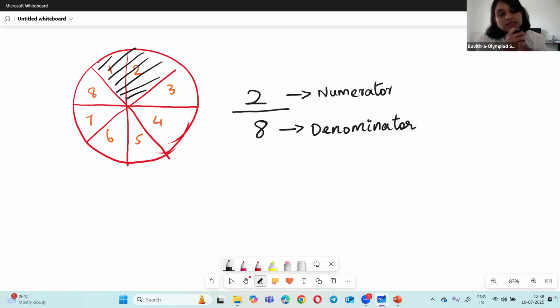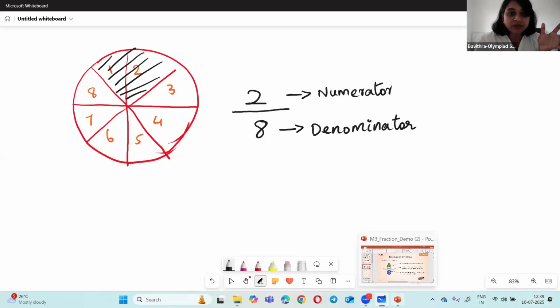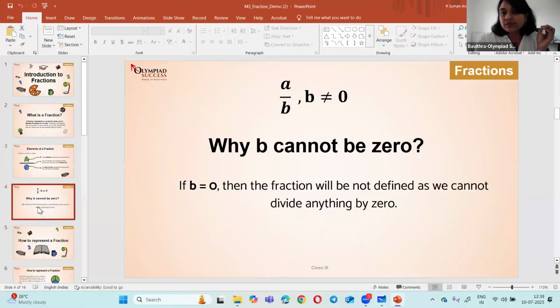Are you clear till now about the terminologies used in fraction? Where is it going to help us in our future, and why do we need fractions? Because fraction is used in our daily life. It is a totally integral part of our daily life. Now, let us go ahead into the topic.